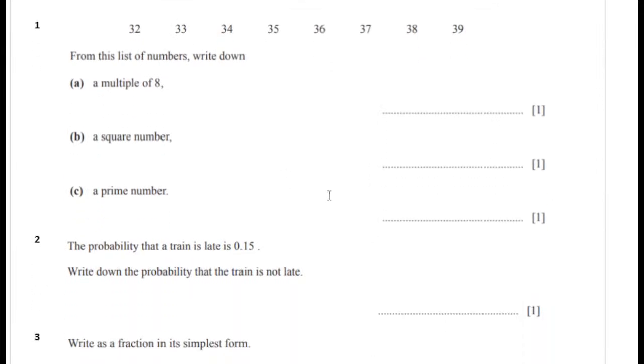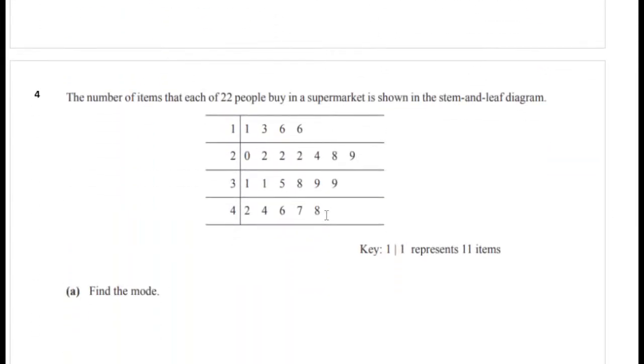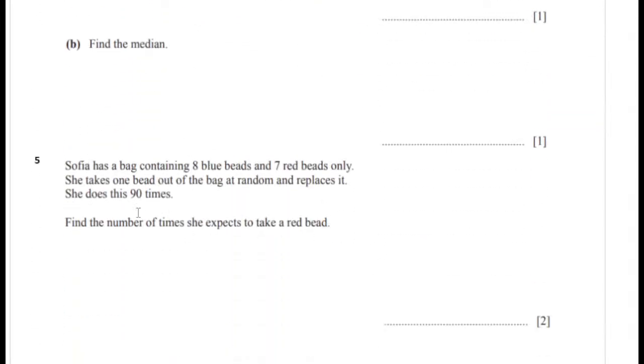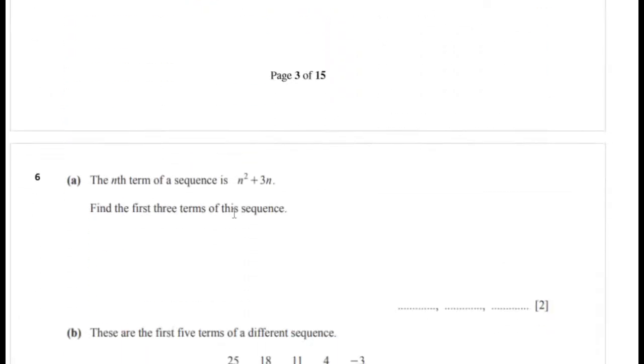So we skip question number 1, 2, question number 3, question number 4, question number 5 as well. Sophia has a bag containing 8 blue beads and 7 red beads only. She takes one bead out of the bag at random and replaces it. She does this 90 times. Find the number of times. Okay, so you find the probability and just multiply by 90.